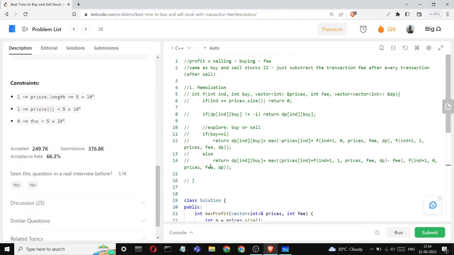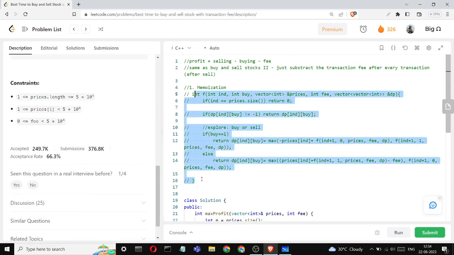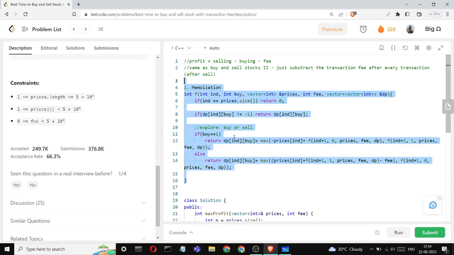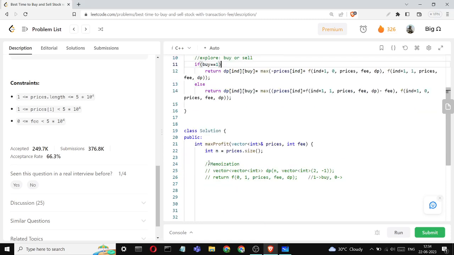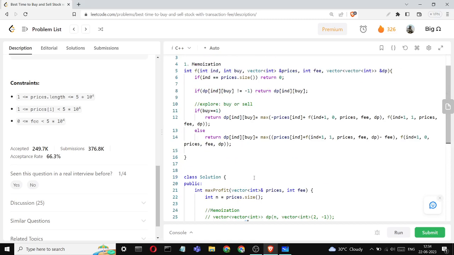So this is your memoization solution. What I'm saying is, initially we will pass this function with the zeroth index, and this is the buying indicator, because at index 0 you can only buy. So if this is the base case, if you are on the last index, you cannot book any profit, so return 0. And if you have already solved the problem, just return that. I don't need to solve it again.